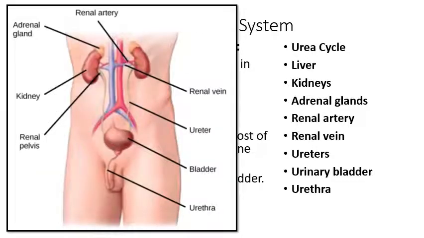Okay, so here we have a kidney with a renal artery going in and a renal vein coming out. The filtrate is filtered, the urea is filtered out of the kidney. It travels down this tube called a ureter to the urinary bladder, and then it travels out of the urinary bladder through the urethra.